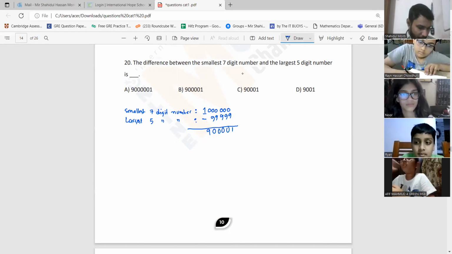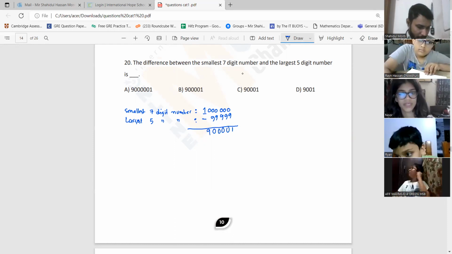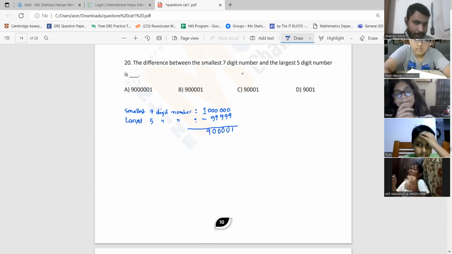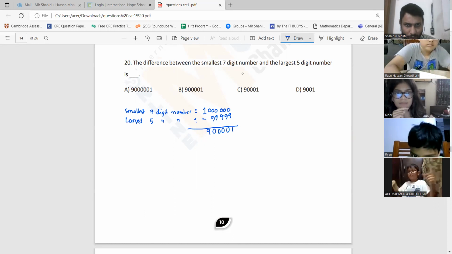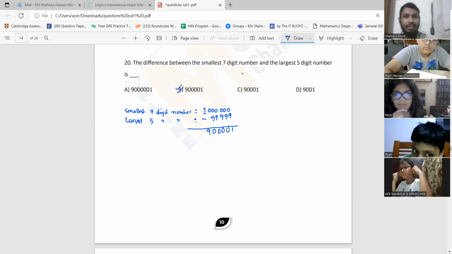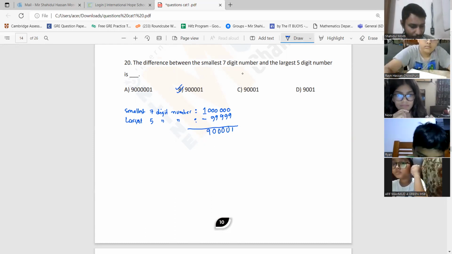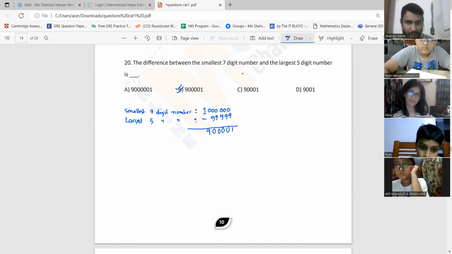So what is the answer? B. The answer is this: 9, 1, 2, 3, 4 zeros. So this is your answer. The answer is number B, B for Bangladesh. Are we good, sir? Yeah.